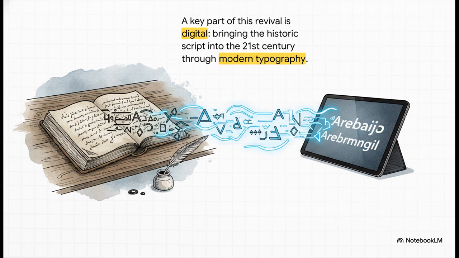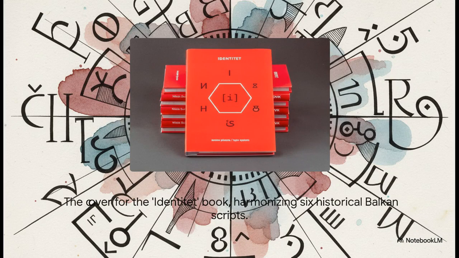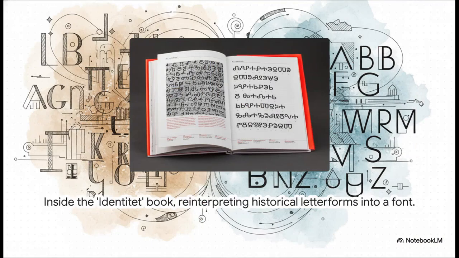And that's where modern typography comes in. The key was designing fonts that were clean, easy to use, and beautiful to look at on a computer. And one of the coolest examples of this is a project called Identitet, which just means identity. And what they did was incredible. They created this whole system of fonts for 6 different historical scripts from the Balkans, including Arebica, and they designed them all to look good together, to be in harmony, even next to modern Latin and Cyrillic.